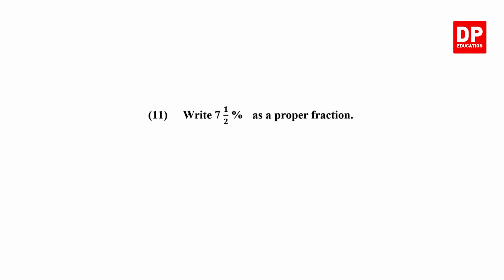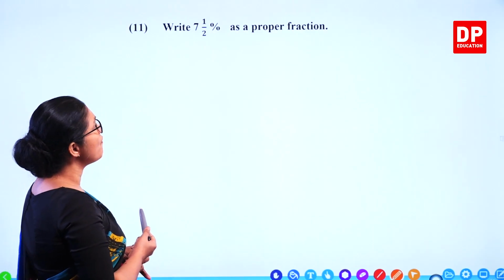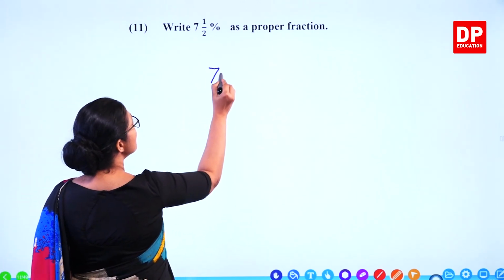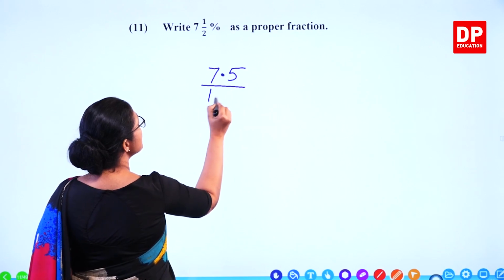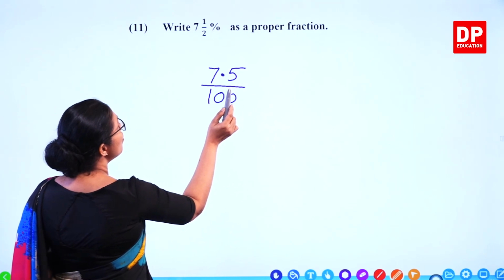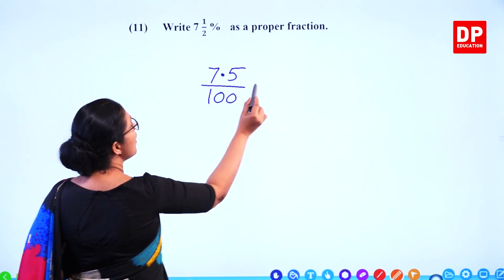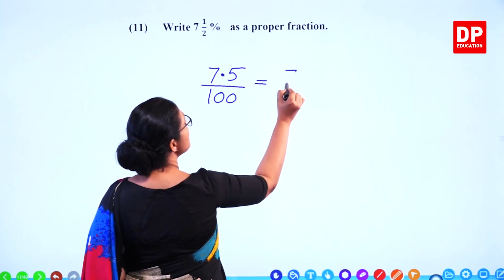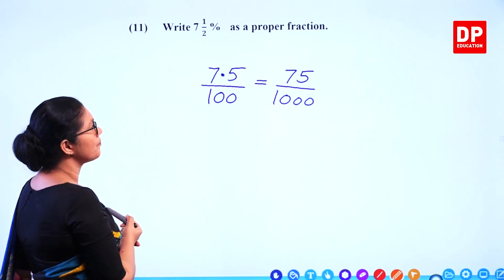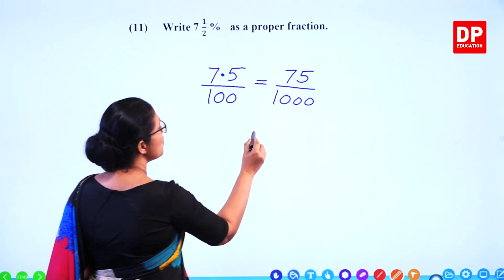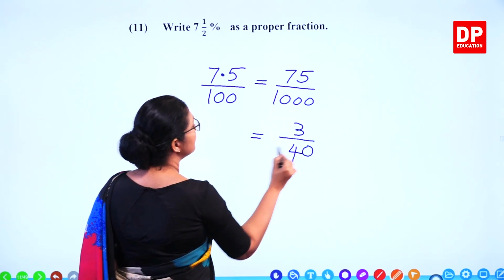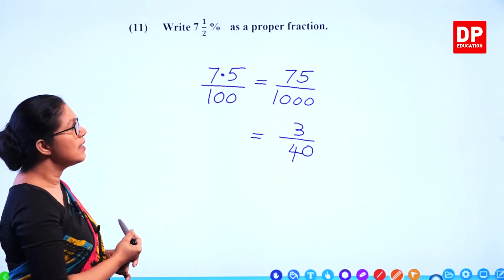Question number 11. Write 7.5% as a proper fraction. So we can write 7.5 out of 100. Percentage means out of 100. Now we need to get rid of this decimal point. So we'll multiply by 10. 75 divided by 1000. Now simplify. Divide by 25. That's 3. 25 times 40. So 3 over 40 is the proper fraction.